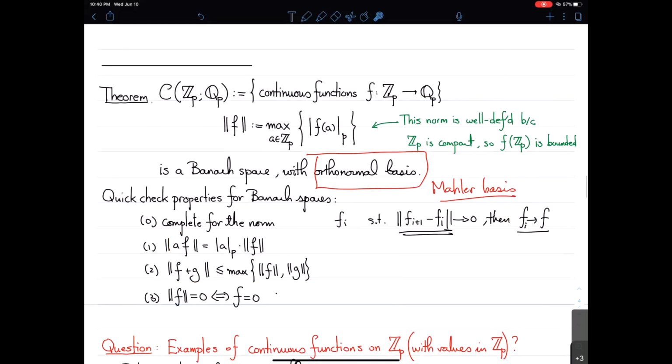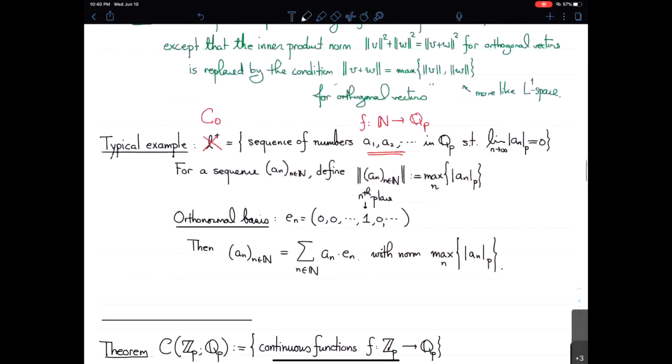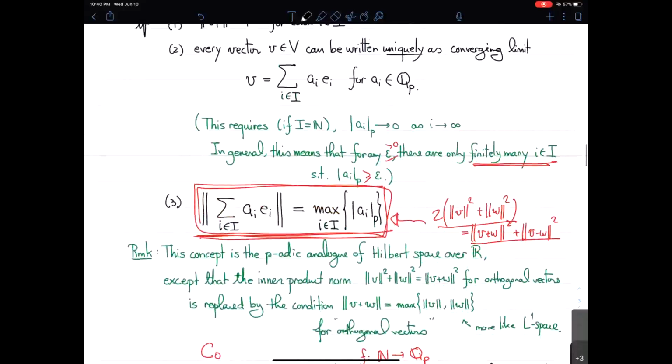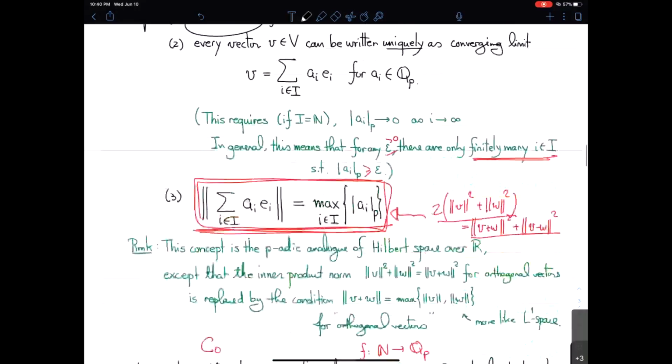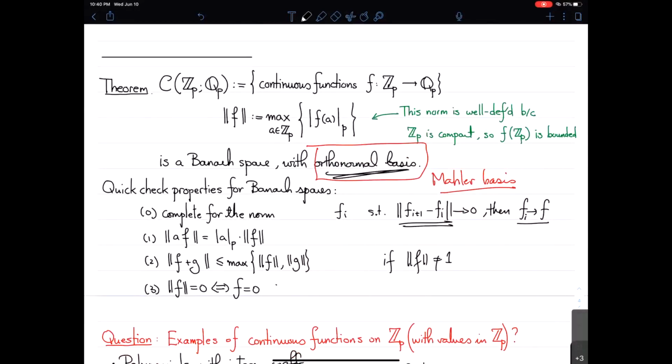But let's talk about the orthonormal basis. To get an orthonormal basis, the first thing I have to find is something with norm 1, or maybe norm at least less than or equal to one, say. What that means is that for every a in Z_p, the norm of f(a) is less than or equal to one. In particular, that means f(a) belongs to Z_p.